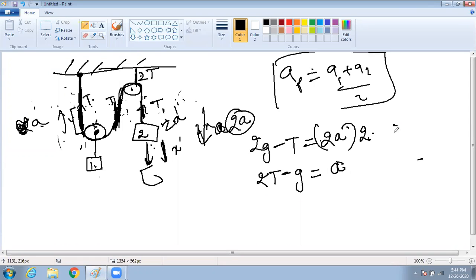So how much? This will be 2g minus T is equal to 4a. This will be 2g minus g, sorry, 2T minus g is equal to a. In this type of equation, here it is 2g, here it is T. Normal addition will not lead to the elimination of T. So what should you do? In this method, you have to multiply. What do you have to multiply?